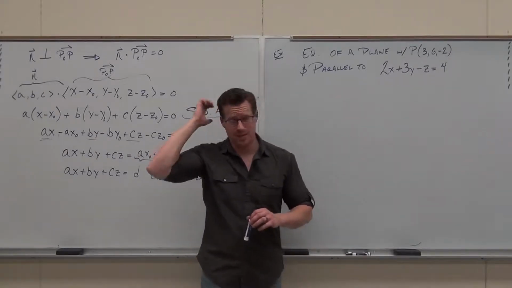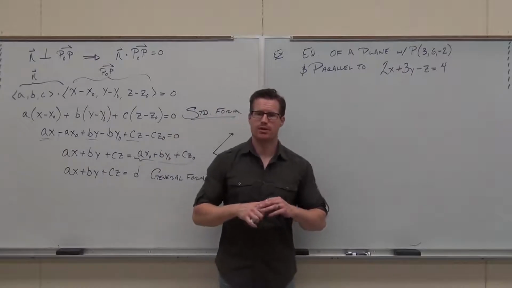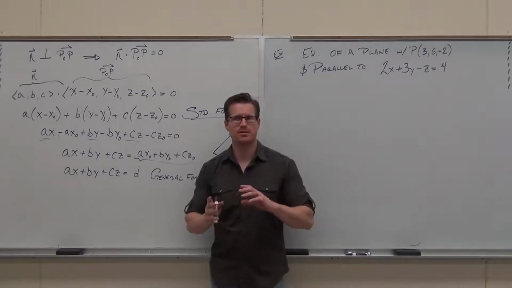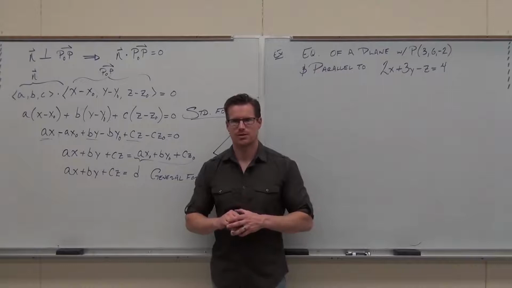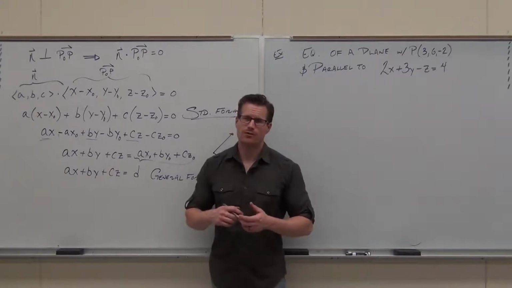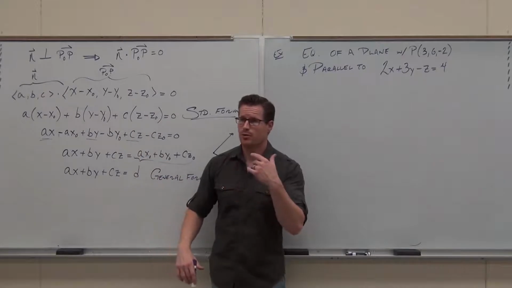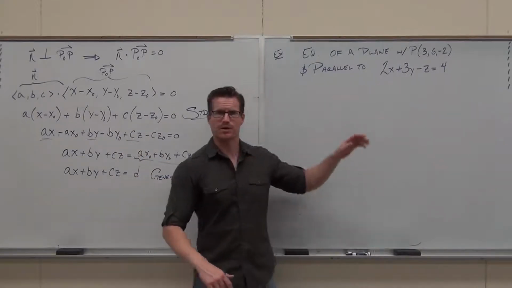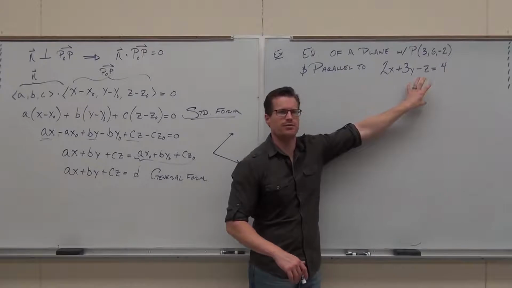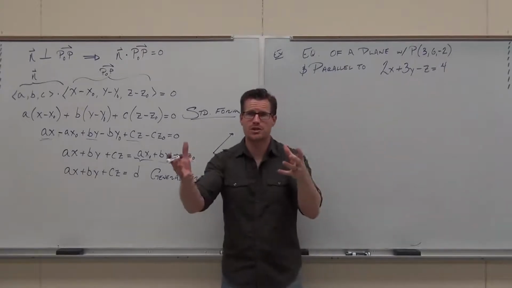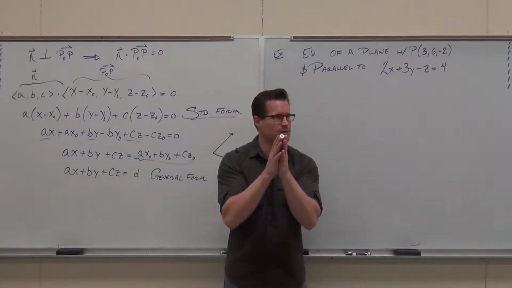A lot of times, people get equations of lines and equations of planes really jacked up, so I need you to be really good at that. I want to find the equation of a plane through a point, parallel to this thing that I've given you. What two things do you need to find the equation of a plane?